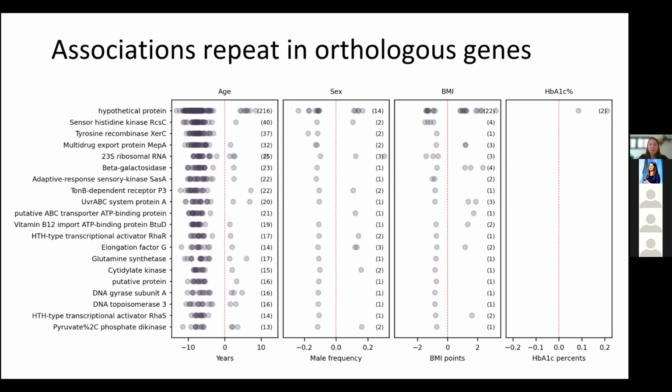So as you see here, some of these gene groups represent many repetitions of phenotype-associated SNPs in orthologous genes of different bacterial species. The top one being hypothetical protein, which is the most common gene annotation in our set. The second one, sensory histidine kinase RcsC, is a component of a response system of bacteria to external stressors.